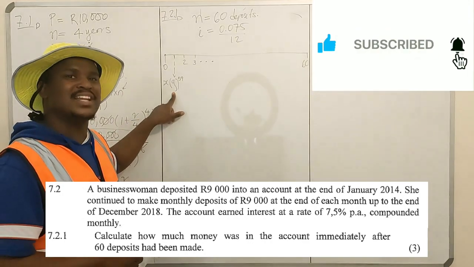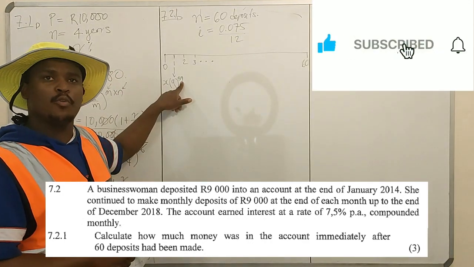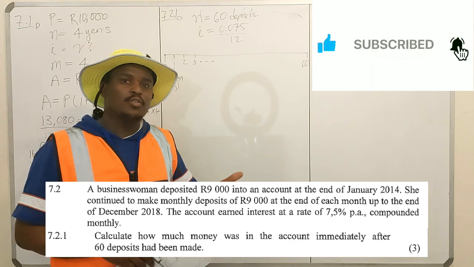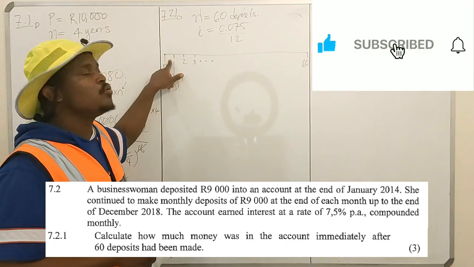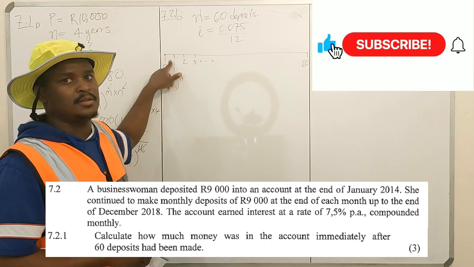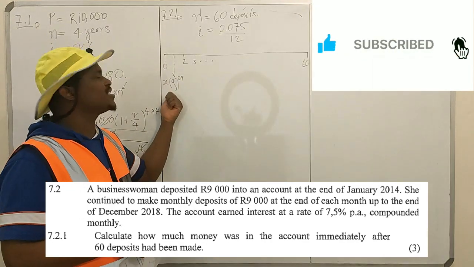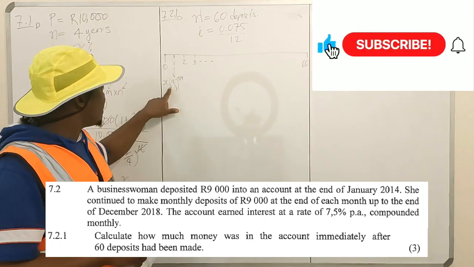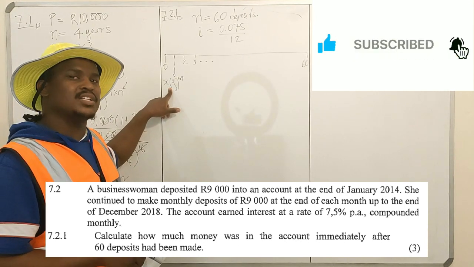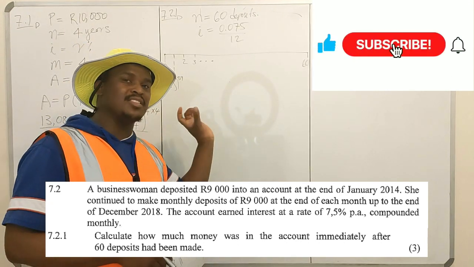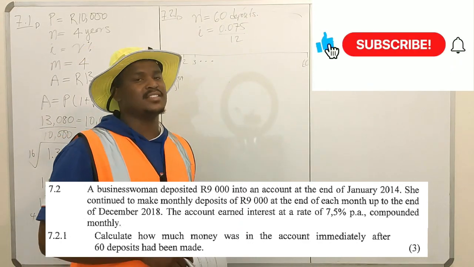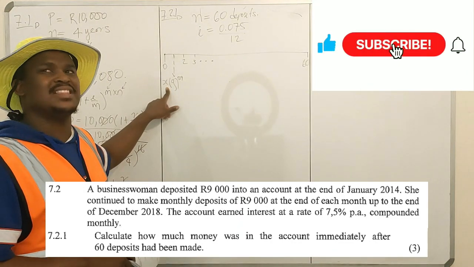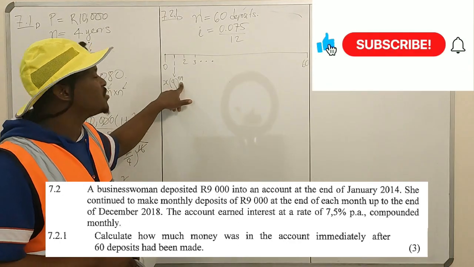So this first amount that you deposit at the end of January will only gain interest for how long? For 59 months. Because the first month is lost, since during the course of the first month there was no amount deposited to gain interest. So on the first year, 2014, the first 9,000 will only gain interest for 11 months, and then 12 months for the remaining years. In total, the first 9,000 will gain interest for 59 months.